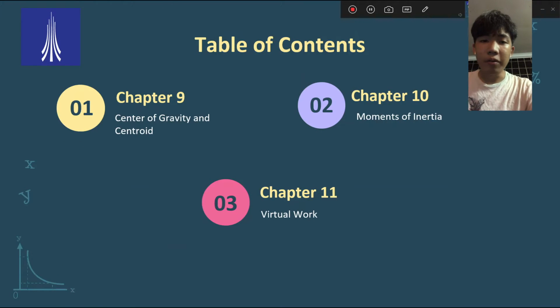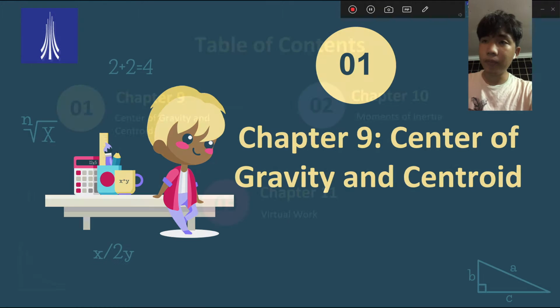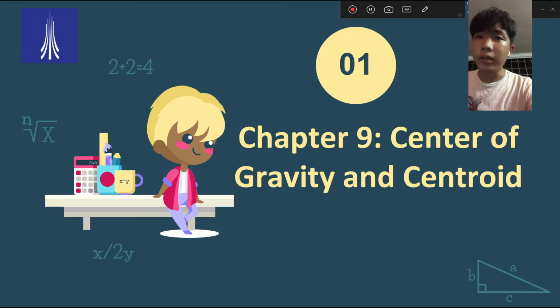So, the table of contents today: first, we're going to start out with chapter 9, the center of gravity and centroid. Then we're going to talk about chapter 10, the moments of inertia, and the last one is chapter 11, which is called the virtual work. So, without further ado, let us start with chapter 9, the center of gravity and centroid.